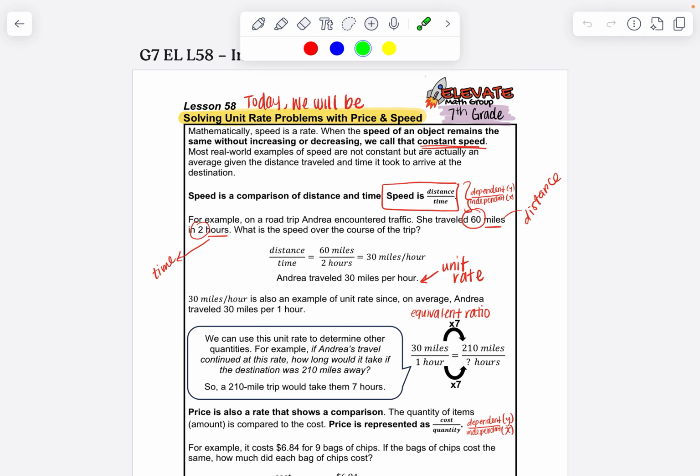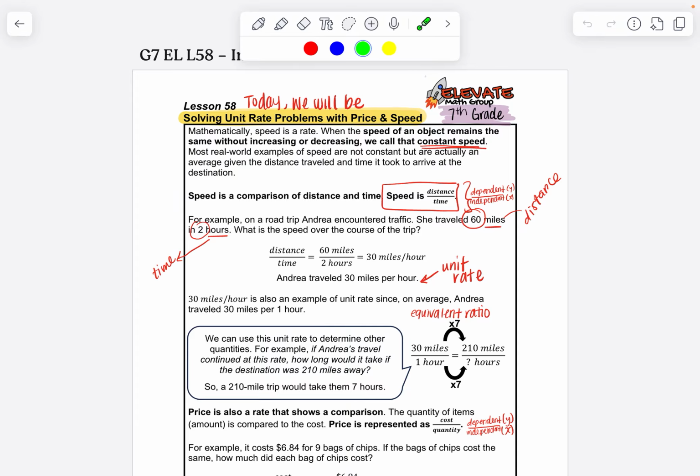We have been working with unit rate over the past 3 days. Today we are solidifying that learning. We are going to be given sets of values and we have to do the math to find the unit rate. So it tells us that speed is a comparison of distance and time.